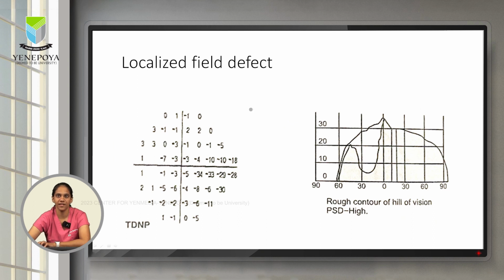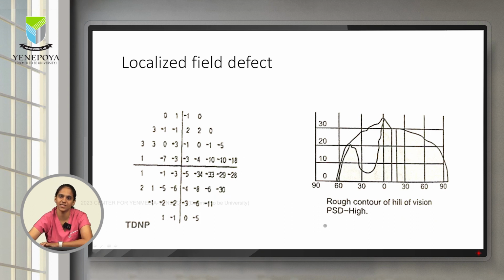This is how a localized field defect will look. If you see here, the field defect is somewhere around here, right? The contour of the hill is rough. Do you remember what I said when the total deviation numerical plot gives 0? That's actually good, right? The retinal sensitivity is the same as normal. But if you see here, it is minus 28, which is very high, right? So this area is bad. The rest of the areas are okay, right? There is 0, 3, some places that are better than normal, some places that are a little lesser than normal, but still manageable. So this area corresponds to this area in the field defect.